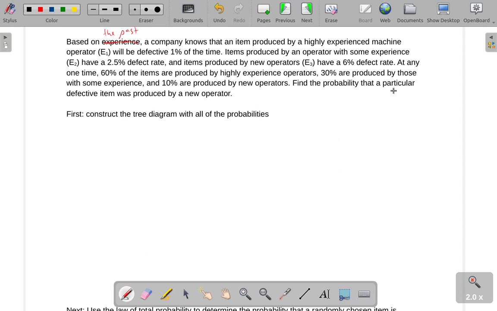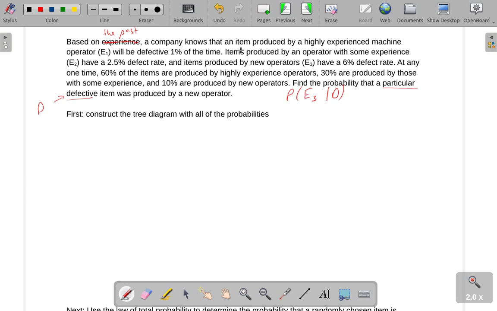Find the probability that a particular defective item was produced by a new operator. Okay, so we're being asked to find, we're basically being told that we have a defective item. We're being asked that it's produced by a new operator. So we're saying we're given that it's defective. So D here, I'm making the event that we have a defective item. And E1, E2, and E3 have already been defined for us. So we're trying to find out, for a given defective item, what's the probability it came from a new operator? In other words, what is the probability of E3 given D?